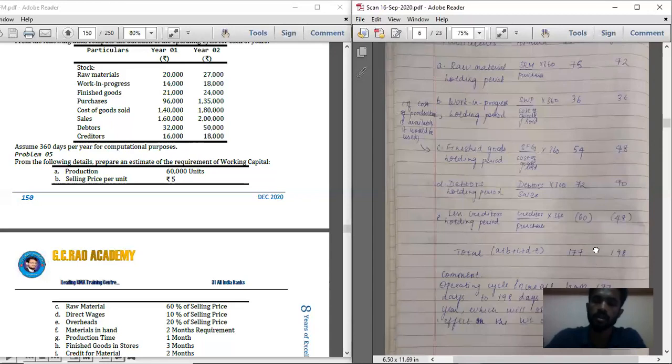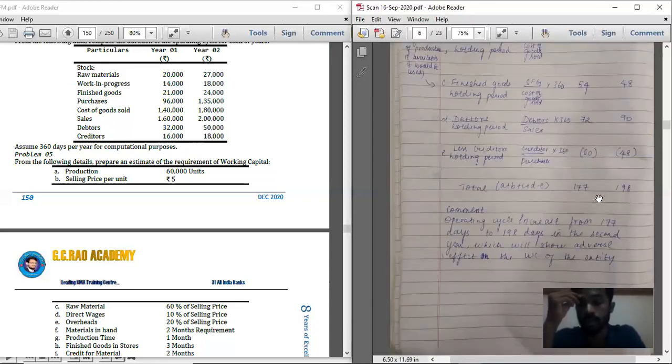So below that, record a comment, below that, underline it: Operating cycle increased from 177 days to 198 days in the second year, which will show an adverse effect on the working capital of the entity.